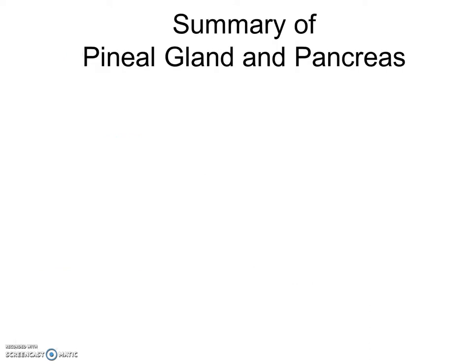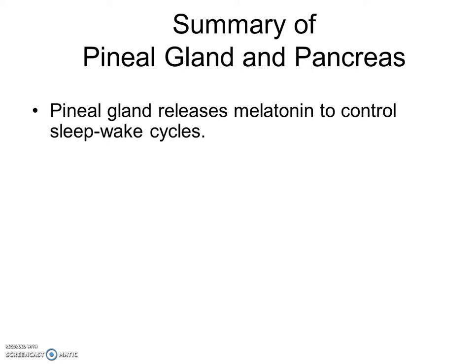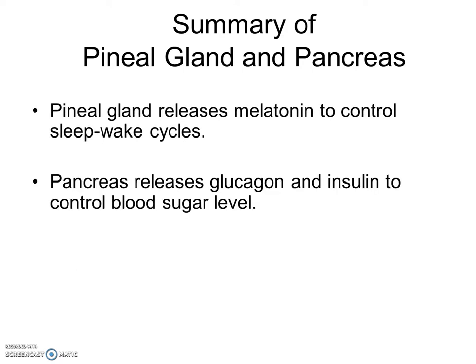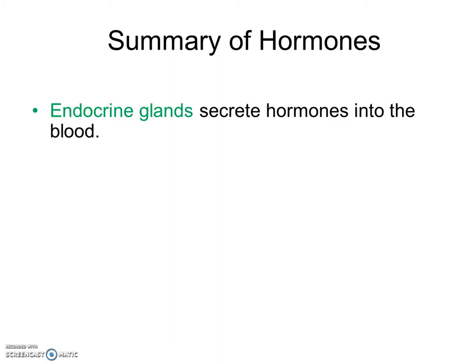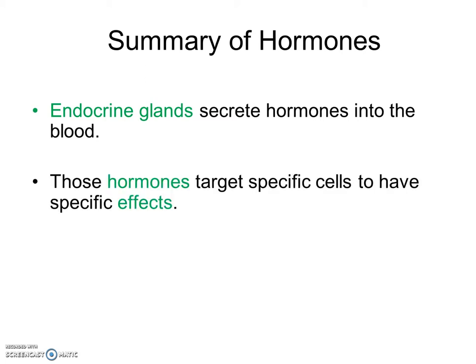Just to summarize the pineal gland and pancreas: the pineal gland releases melatonin to control the sleep-wake cycle. The pancreas releases glucagon and insulin to control blood sugar level. And to summarize hormones altogether, the endocrine glands secrete hormones into the blood. These hormones target specific cells to have specific effects.